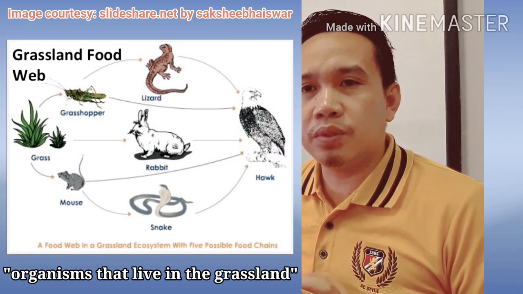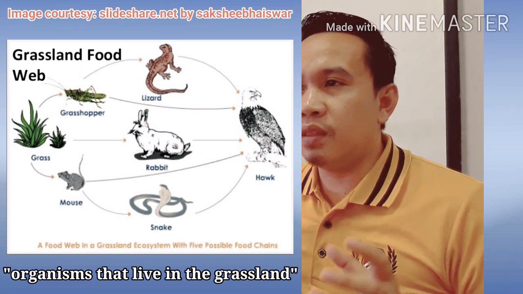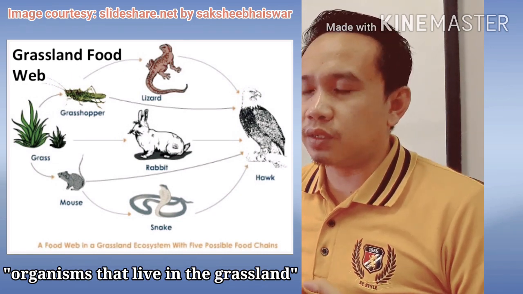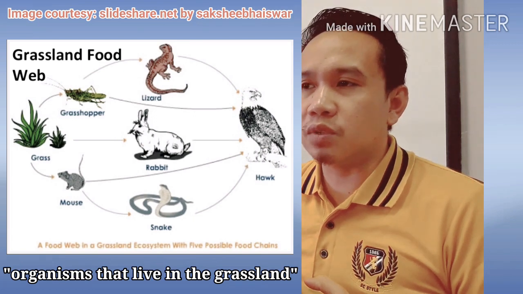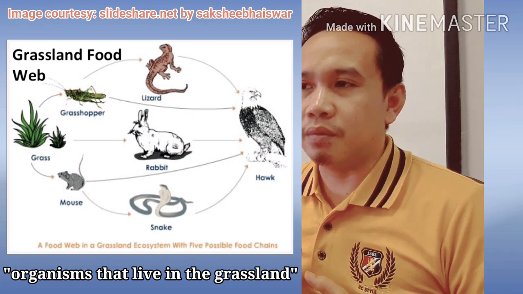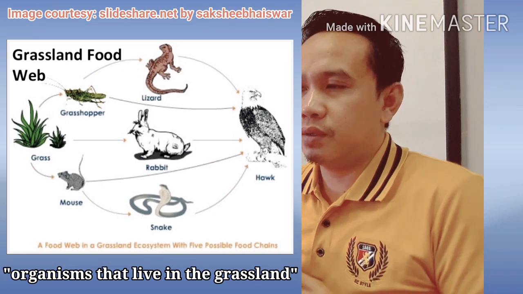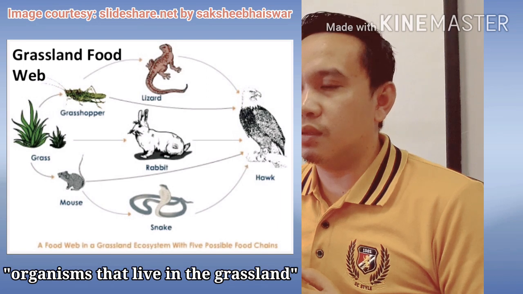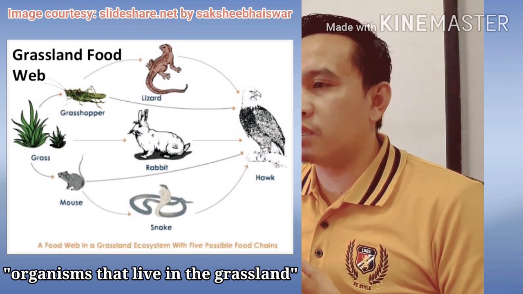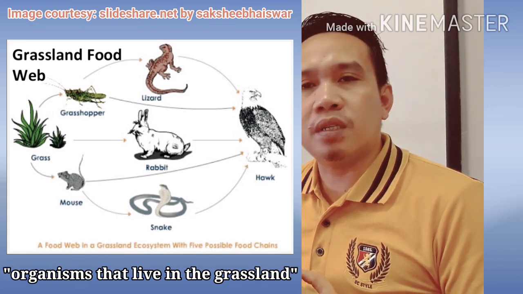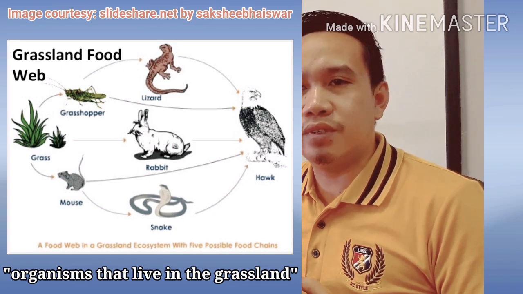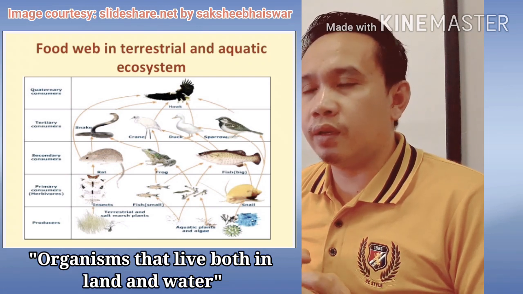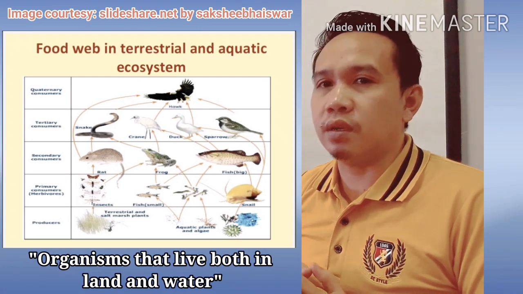What are those organisms involved within that grassland ecosystem? Who are those plant eaters? Of course, these organisms are mouse, grasshopper, lizard, rabbit, snake, and eagle. So in a food web in a grassland ecosystem, there are 5 possible food chains involved. Lastly, we have the food web in terrestrial and aquatic ecosystems.